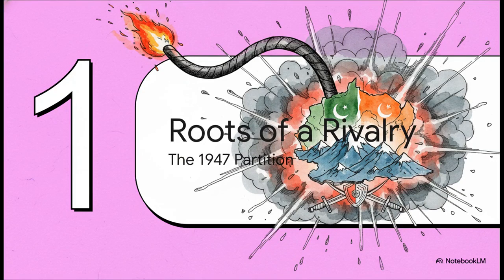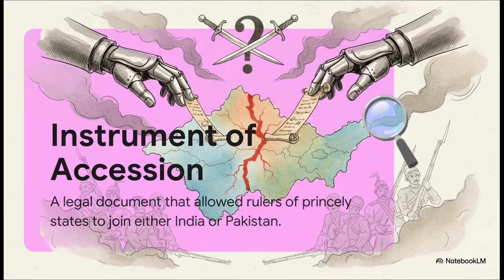The fuse for this whole thing was lit almost immediately, and right at the heart of the explosion was the unresolved status of one absolutely crucial territory, the princely state of Jammu and Kashmir. You see, there was this legal document called the Instrument of Accession. It was basically the mechanism for deciding the future of hundreds of these princely states. Their rulers had a simple choice: join India or join Pakistan. Well, in Kashmir's case, that choice would become the justification for war.